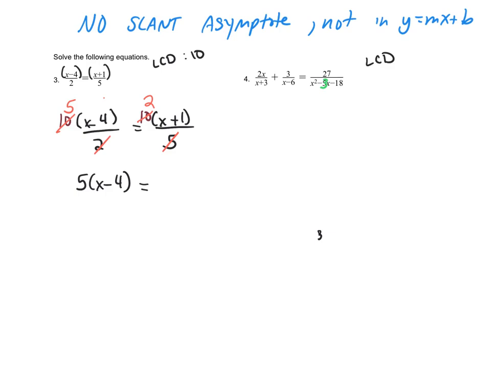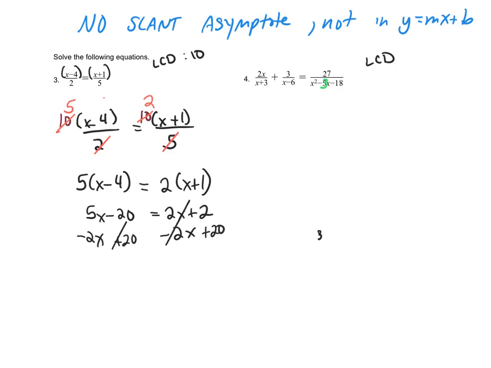But the big thing that happens is I have a linear equation. 5 times x minus 4 equals 2 times x plus 1. I can distribute my two numbers, so 5x minus 20 equals 2x plus 2. I'll subtract 2x from both sides. I'll add 20 to both sides. So I'll get 3x equals 22. So x equals 22 over 3.